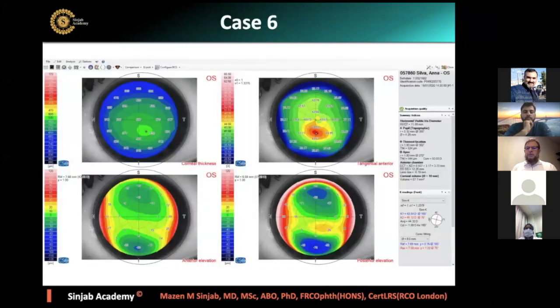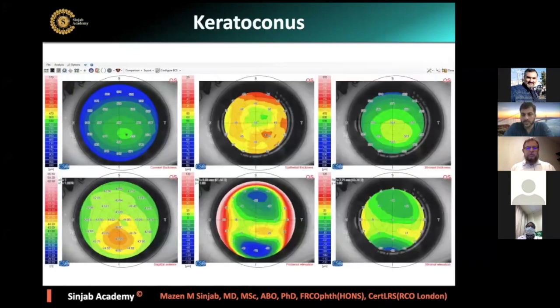This is case number 6 on the Cyrus. Obviously, there is steepening on the tangential curvature map. Tangential curvature map usually comes as default in Cyrus and MS39. There is a protrusion on the posterior elevation map, if you look at the bottom right. So we will say that most probably it is keratoconus.